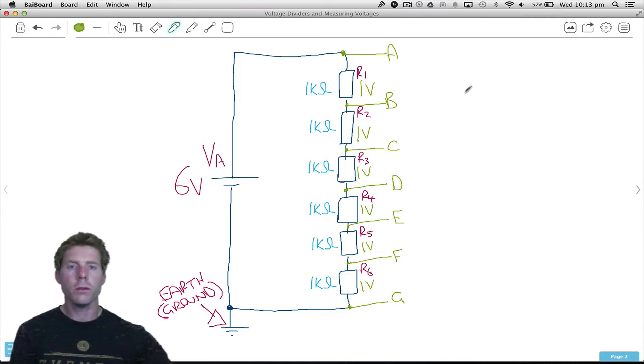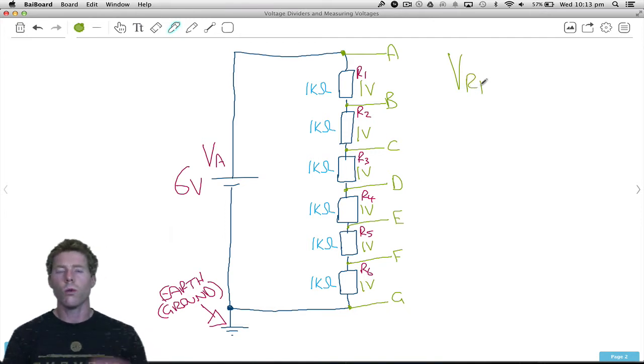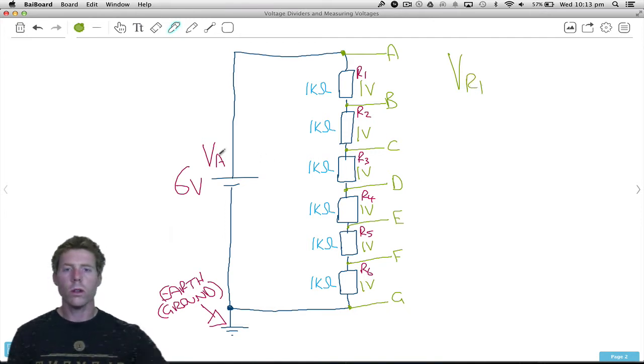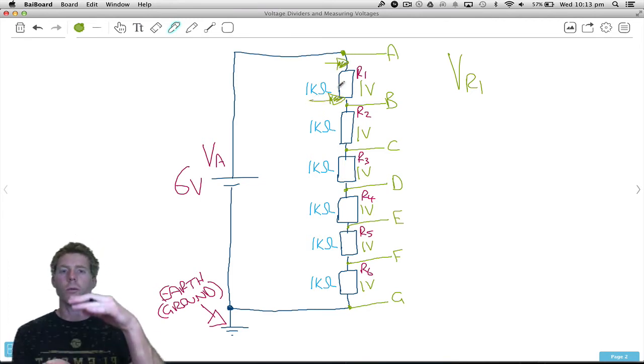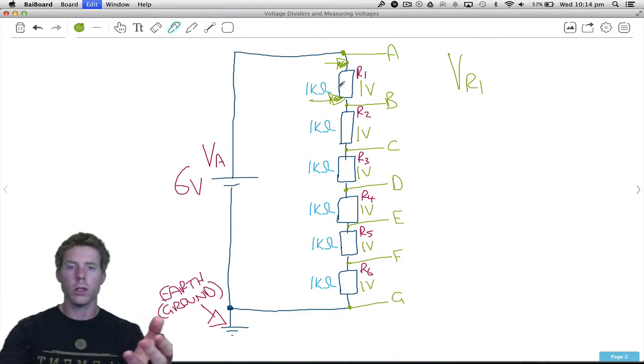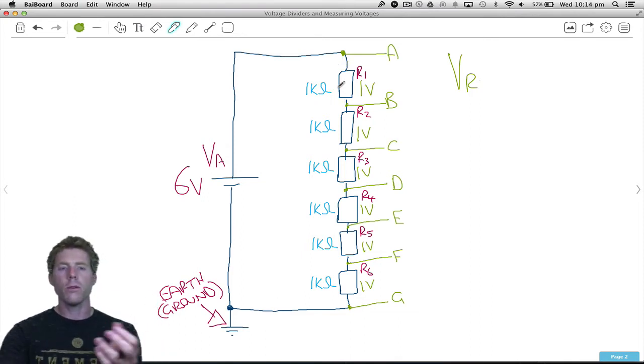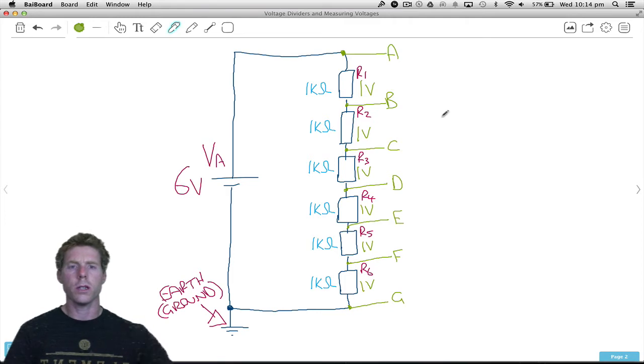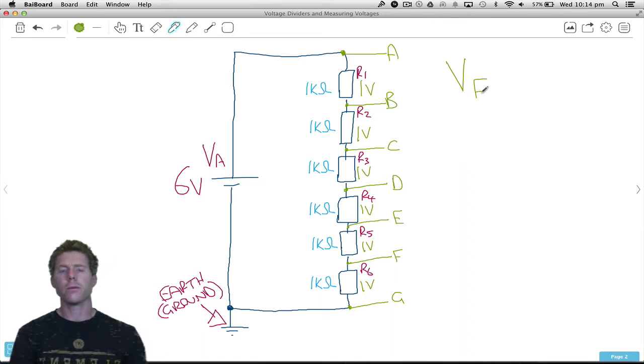So, you've seen me say before something like this. What is VR1? So what I'm asking for there is, what is the voltage between there and there? How many volts is dropped across VR1? Well, there's 1 volt in this case. But what if I was to say something like, what is V? Let's go, we'll start easy. We'll go, what is VF?